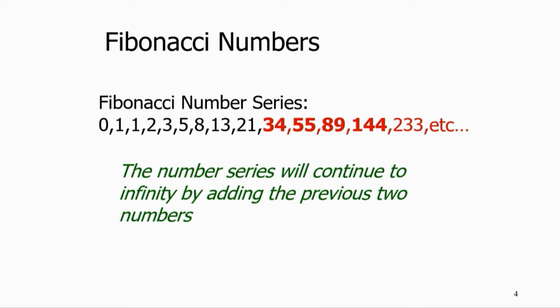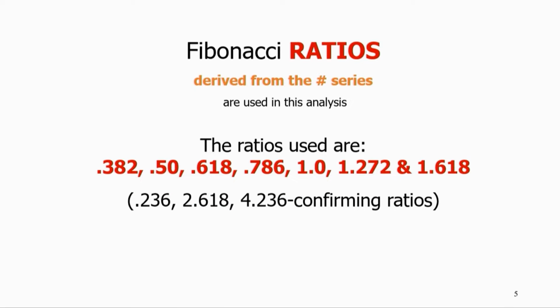How many of you are familiar with Fibonacci numbers, or the number series? We're not actually going to use the number series for the analysis, but we're going to use the ratios derived from the series. In between these numbers in the series is the golden ratio, and all the other ratios that I use are related mathematically. The ratios I use every day: 382, 50%, 618, 786, 100%, 1272, and 1618.